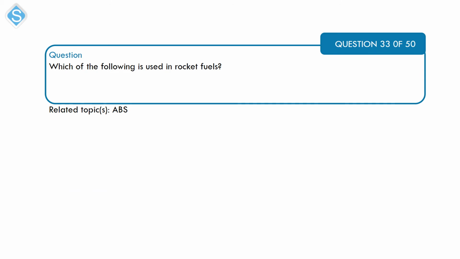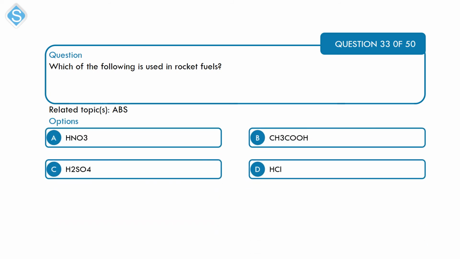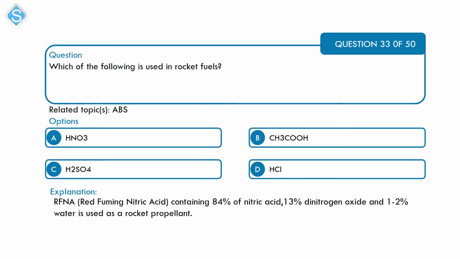Okay, this is a question on acid, base, and salt. Which of the following is used in rocket fuels? A. HNO3, that's trioxonitrate 5 acid, ethanoic acid, tetraoxosulfate 6 acid, and hydrochloric acid. The correct option here is A. Trioxonitrate acid is the main component of the red fuming nitric acid, which contains 84% of the trioxonitrate acid, 13% of nitrogen oxide, and about 1 to 2% of water. The red fuming nitric acid is used as a rocket propellant or fuel.